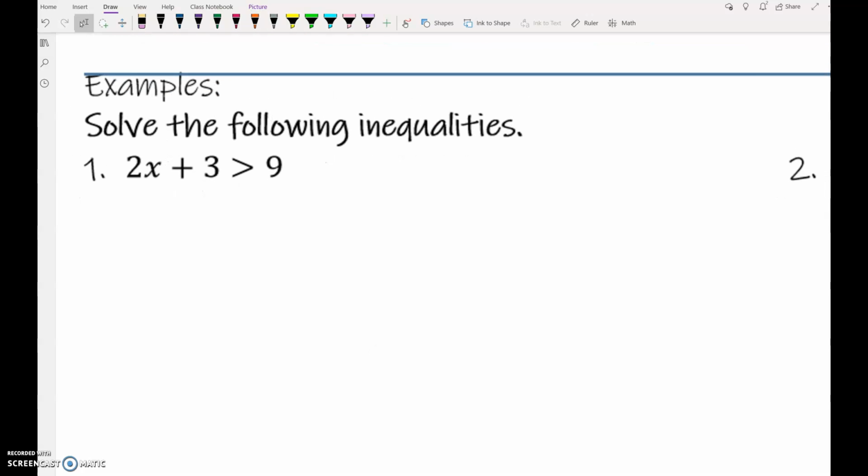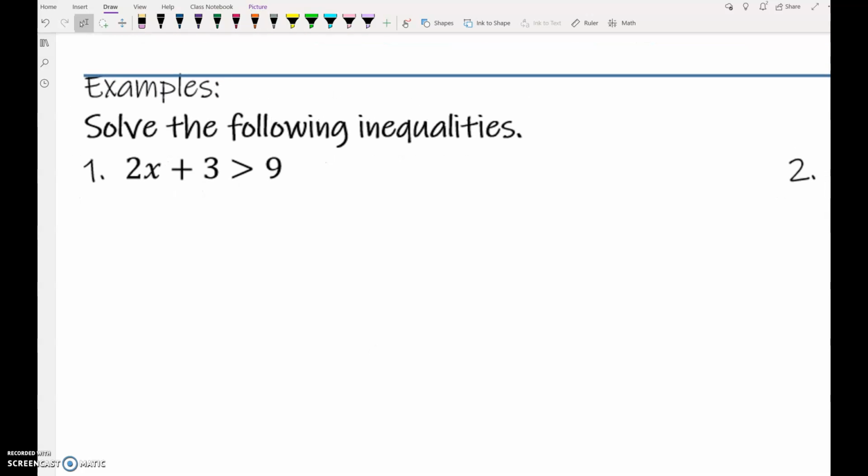What do you think we should do first? 2x plus 3 is greater than 9. Subtract 3. So we have 2x is greater than 6. And then divide by 2. x is greater than 3.